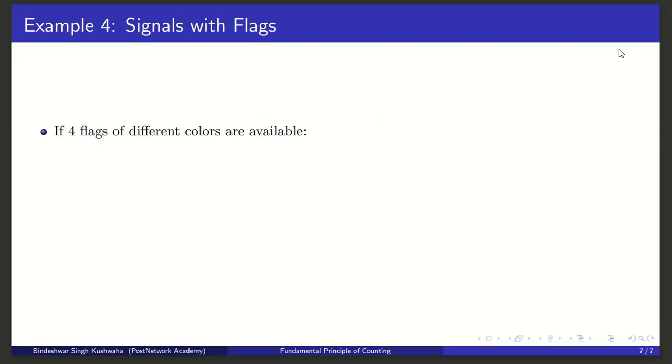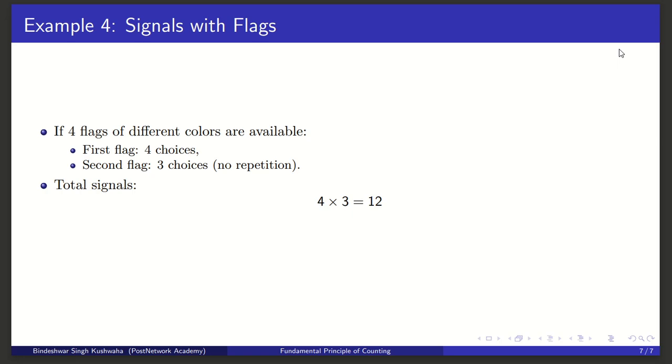Let us see the fourth example. If 4 flags of different colors are available, the first flag has 4 choices, the second flag has 3 choices, and there is no repetition. So the total signals you can make are 4 into 3, that is 12. So this was the fundamental principle of counting, and this is a very important concept in many problems.